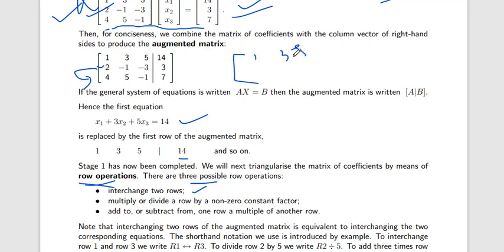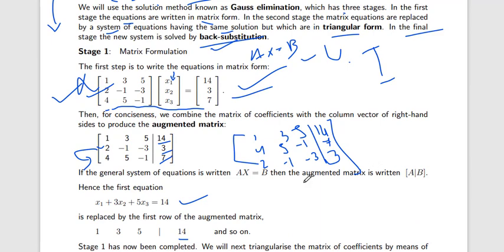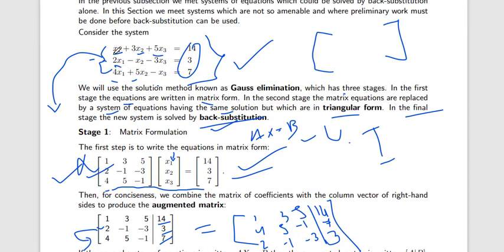1, 3, 5. Then the third row swapped with the second row: 4, 5, minus 1. Then 2, minus 1, minus 3. On the right side we also swap the second and third entries: 14, 7 and 3. Okay, got the idea? This is the same matrix, so it is the same linear equation.